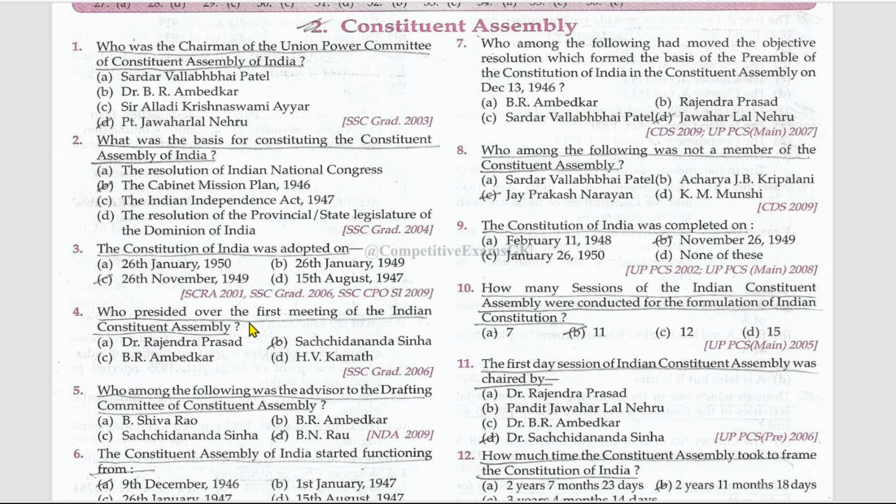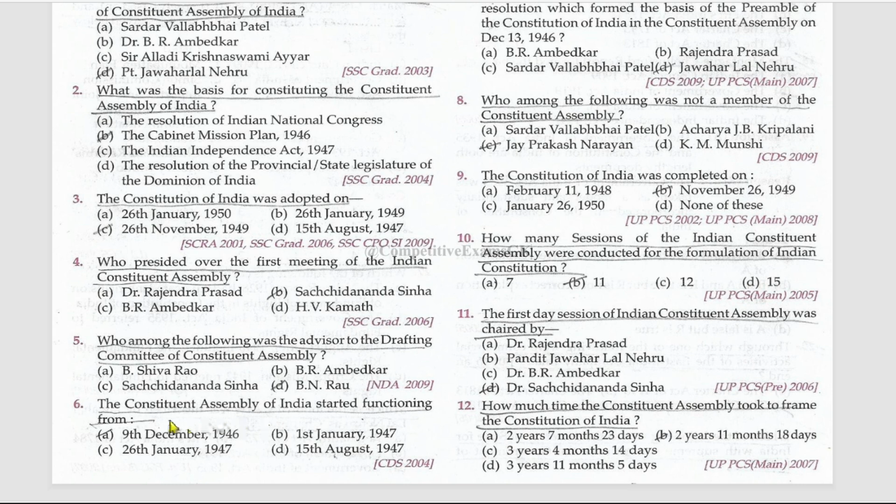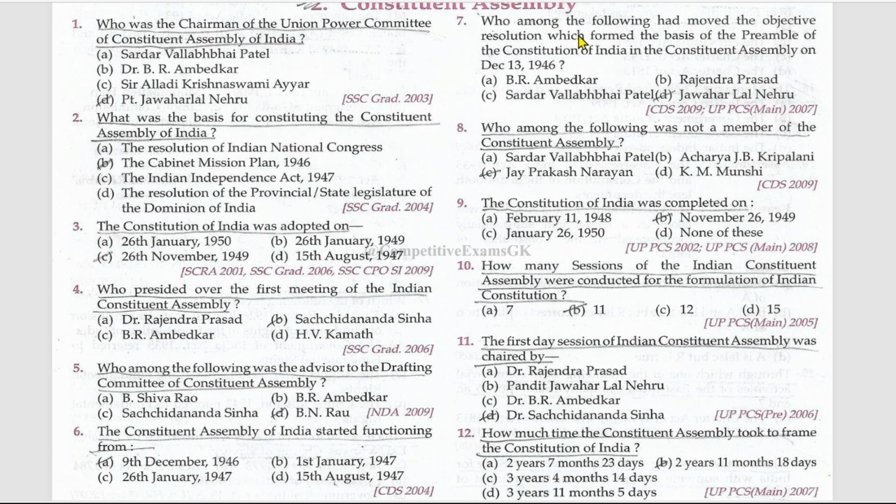Who presided over the first meeting of the Indian Constituent Assembly? Sachchidananda Sinha. Who among the following was the advisor to the drafting committee of the Constituent Assembly? B.N. Rao. The Constituent Assembly of India started functioning from 9th December 1946. Who had moved the objective resolution which formed the basis of the preamble of the Constitution of India in the Constituent Assembly on December 13, 1946?